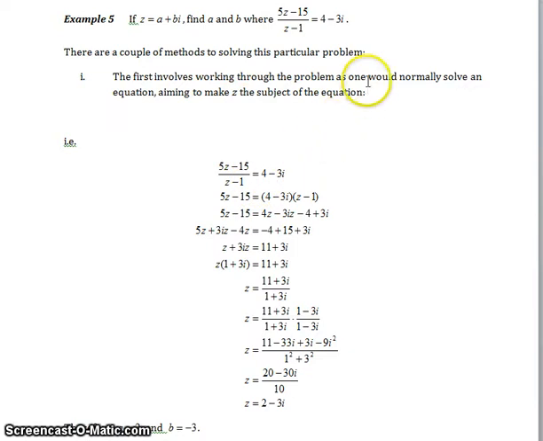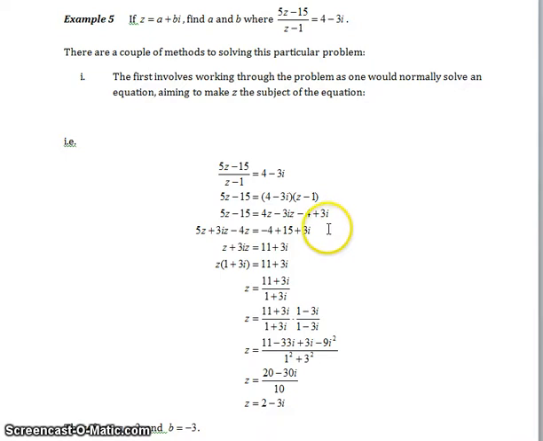So we're going to ignore the fact that z is a plus bi for the moment, and we're just going to go through and solve for z. In order to do that, we get rid of this denominator, multiplying both sides by z minus 1. On the left hand side we have 5z minus 15, on the right hand side we have 4 minus 3i times z minus 1. Left hand side stays the same, and on the right hand side we expand this binomial product, so that we end up with 4z minus 3iz minus 4 plus 3i.